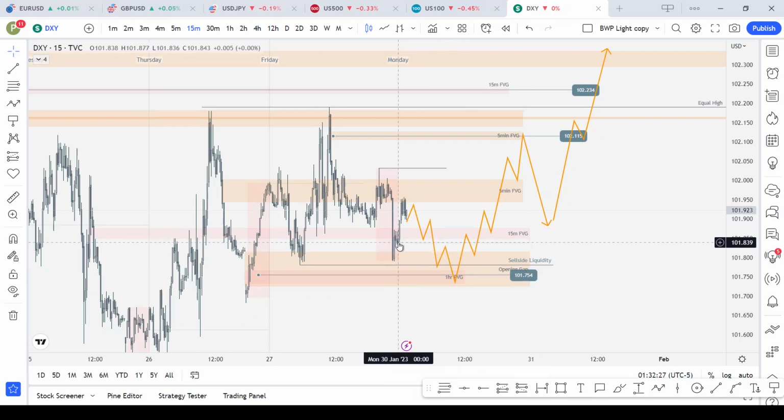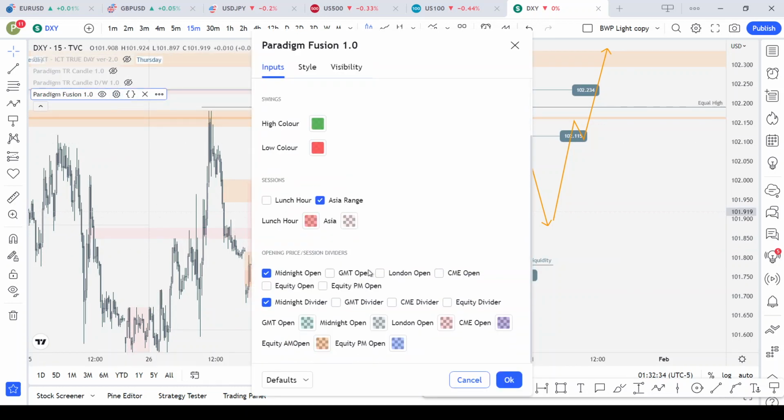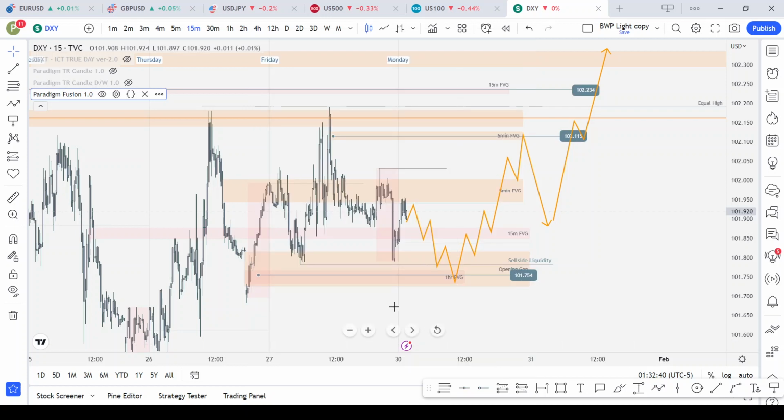This is the opening price at midnight, and let me see the opening price at GMT open, and here we have, okay, so it is rejecting price.